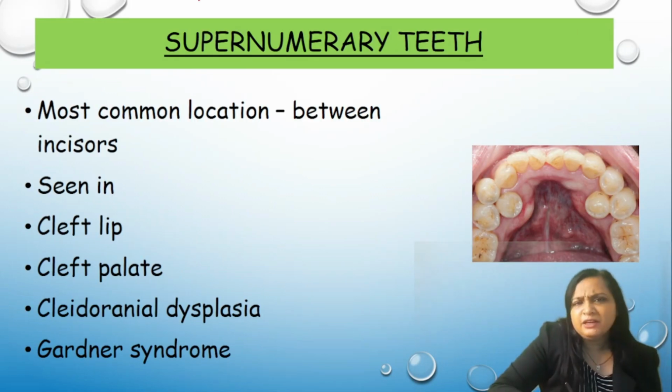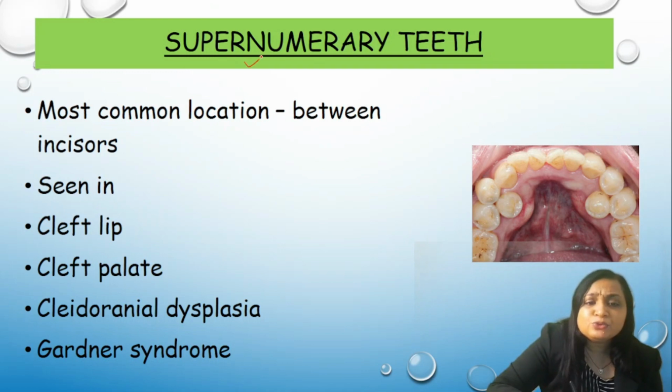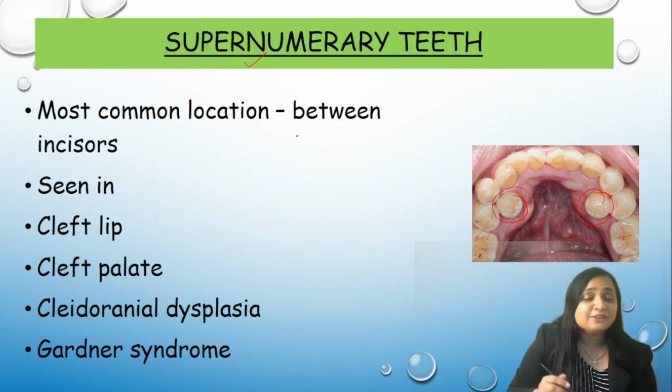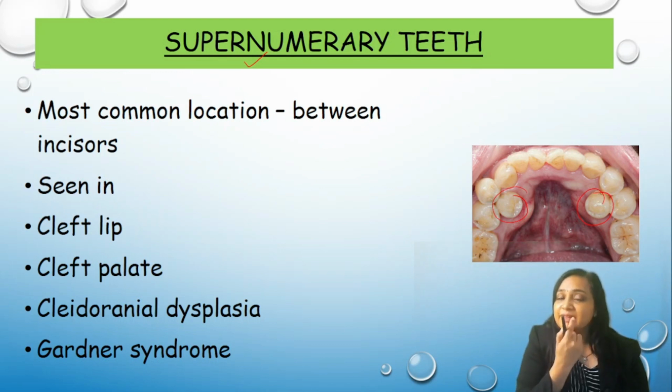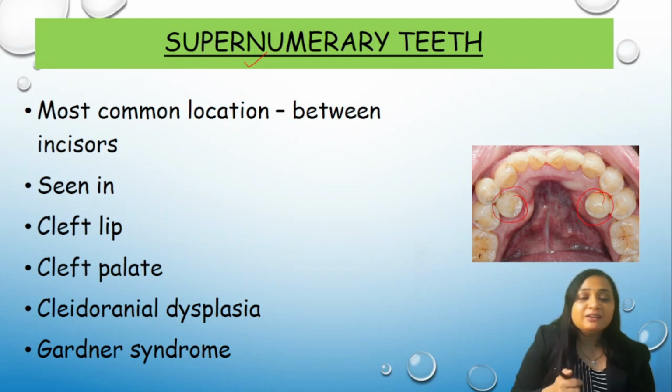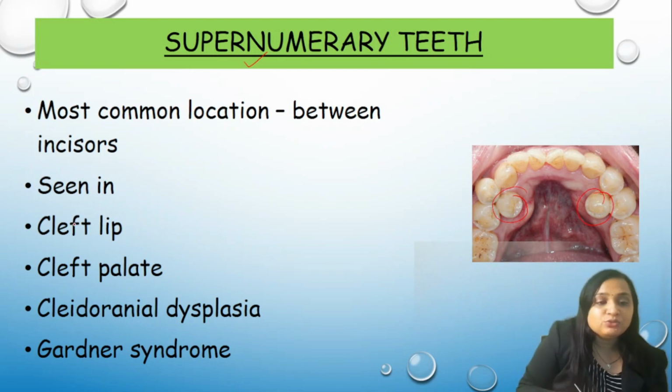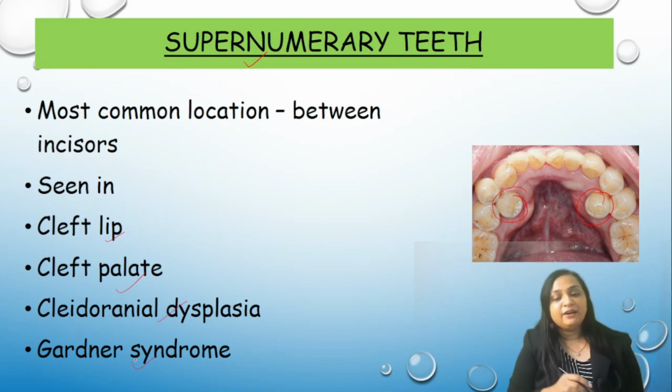Now, after learning about natal teeth, let us learn something about supernumerary teeth. What are supernumerary teeth? They are extra teeth. Supernumerary means there will be extra teeth in the jaw. The most common location is between the incisors. You must have seen in many that there are extra teeth hanging in the jaw inside the mouth. The most common location is between the incisors. It is seen in cleft lip, palate, cleidocranial dysplasia, or it could be a part of Gardner syndrome.